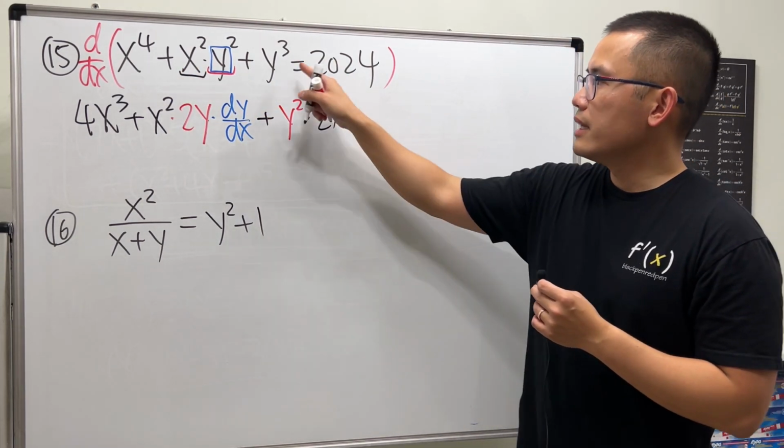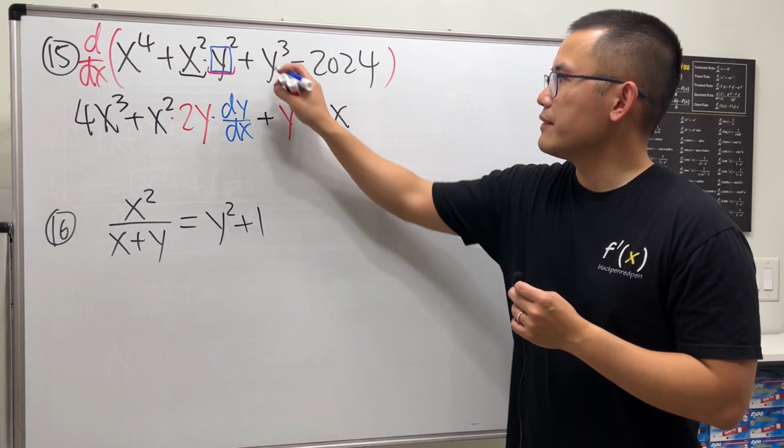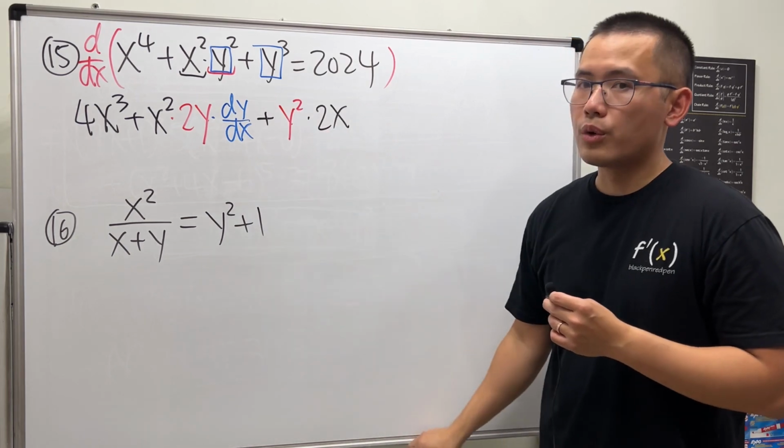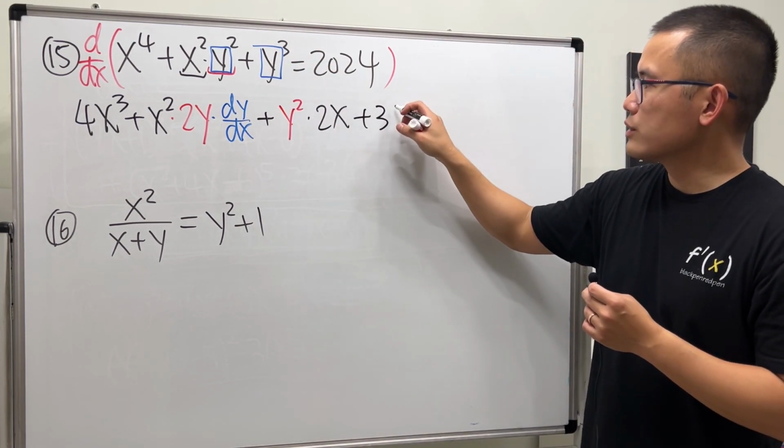Yeah? And then next, here we have y to the third power. Again, this is like we have a box raised to the third power. So bring the 3 to the front, and then minus 1 to the power.